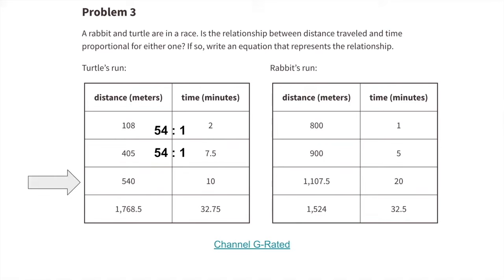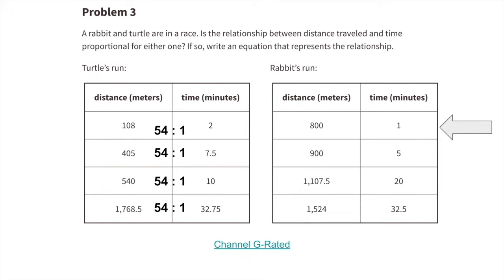10 divided by 10 is 1, and 540 divided by 10 is 54. So this is also a ratio of 54 to 1. And finally, 32 75/100 divided by 32 75/100 equals 1, and 1,768 5/10 divided by 32 75/100 is 54. For the turtle's run, the relationship between distance traveled and time is proportional.